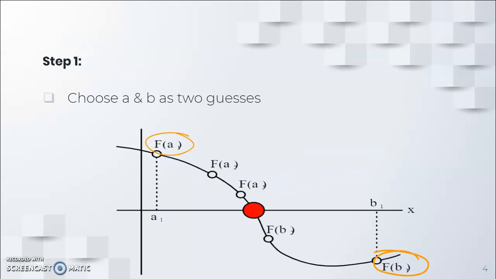So the first step in bisection search is to choose an A and B. A and B have to follow the intermediate value theorem or bisection search will fail. And in this case, we have f of A, which is positive, and f of B, which is negative.